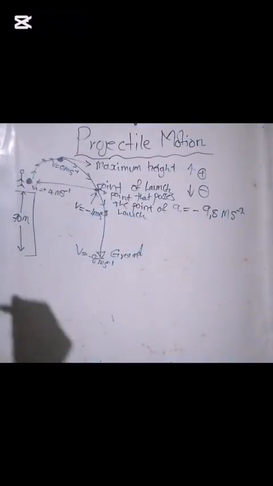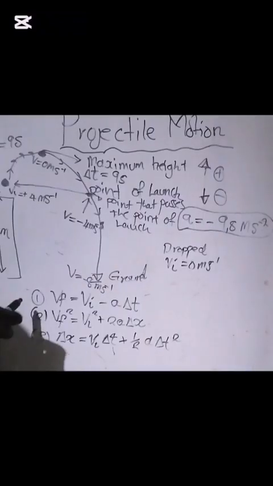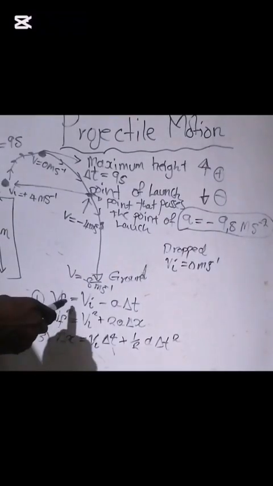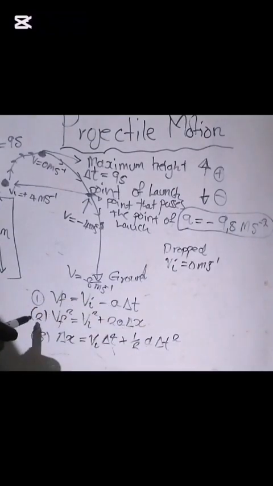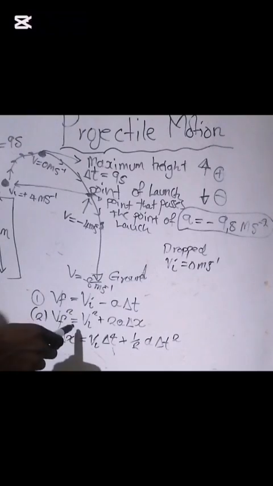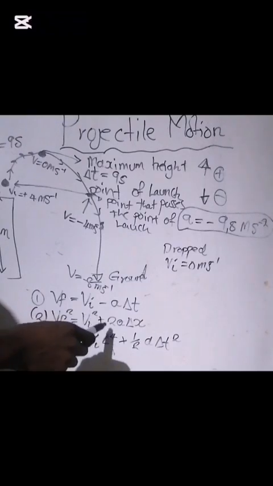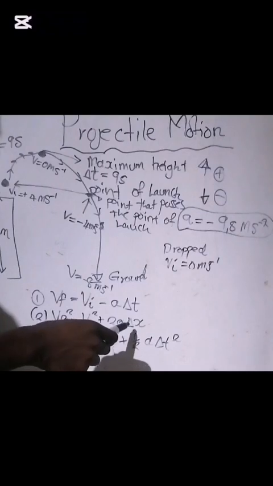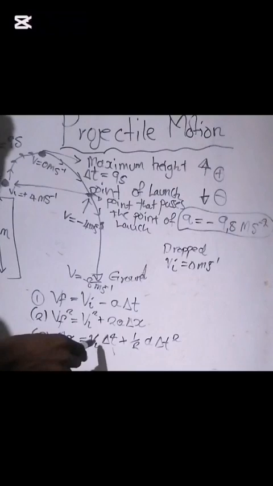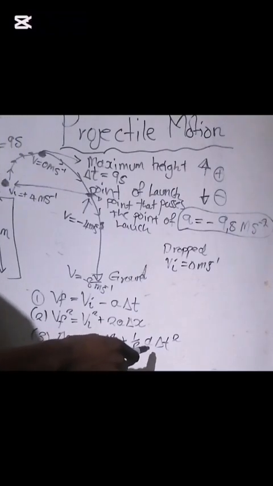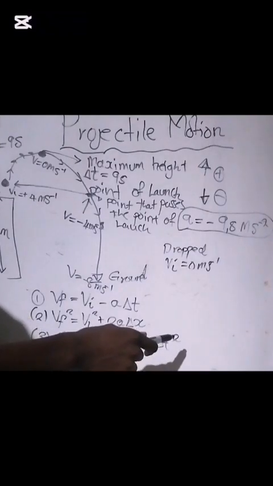So when dealing with projectiles in two dimensions, you have to know the equations of motion which we did in our previous video. The first equation of motion says Vf is equal to Vi minus acceleration multiplied by delta t. The second equation of motion says Vf squared equals V initial squared plus 2 acceleration multiplied by change in x. The third equation of motion says change in x equals V initial multiplied by delta t plus a half of acceleration multiplied by delta t raised to the power 2.